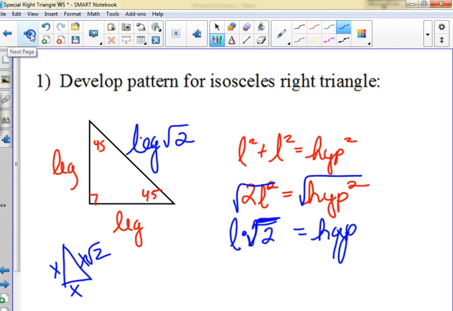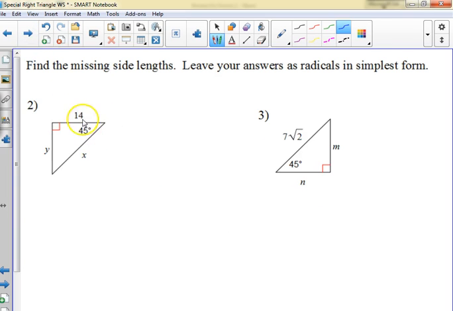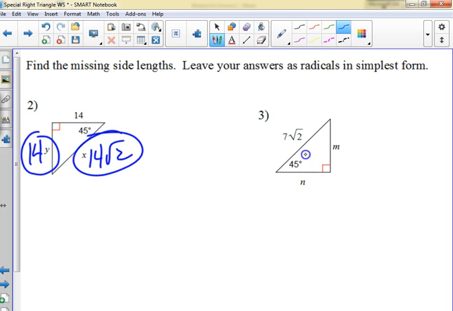All right, let's practice it. So if this leg is 14, the other leg is the same, which is y. And the hypotenuse is leg times the square root of 2, or 14 square root of 2. Good job. Okay, another easy one. The hypotenuse is 7 square roots of 2. The legs are each 7.